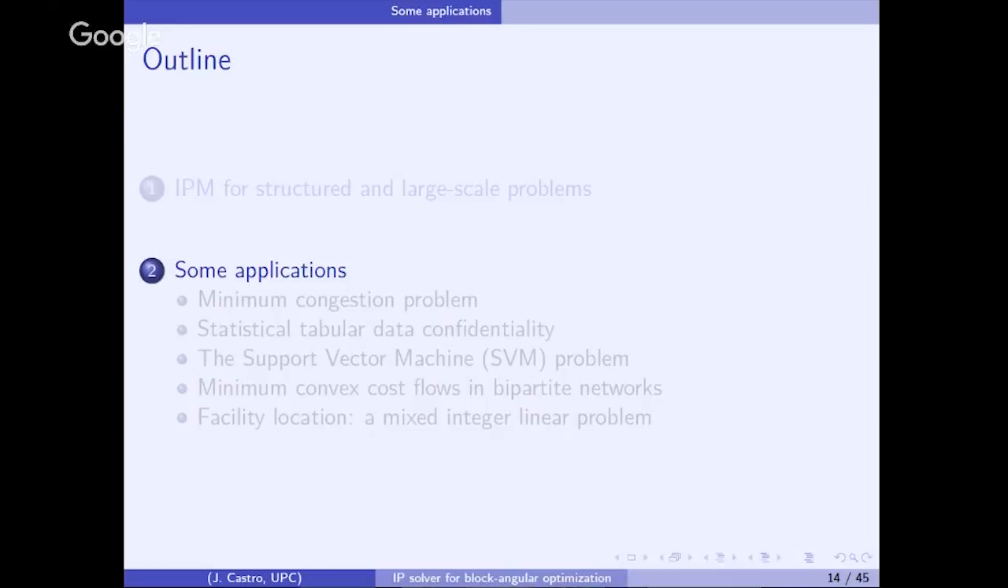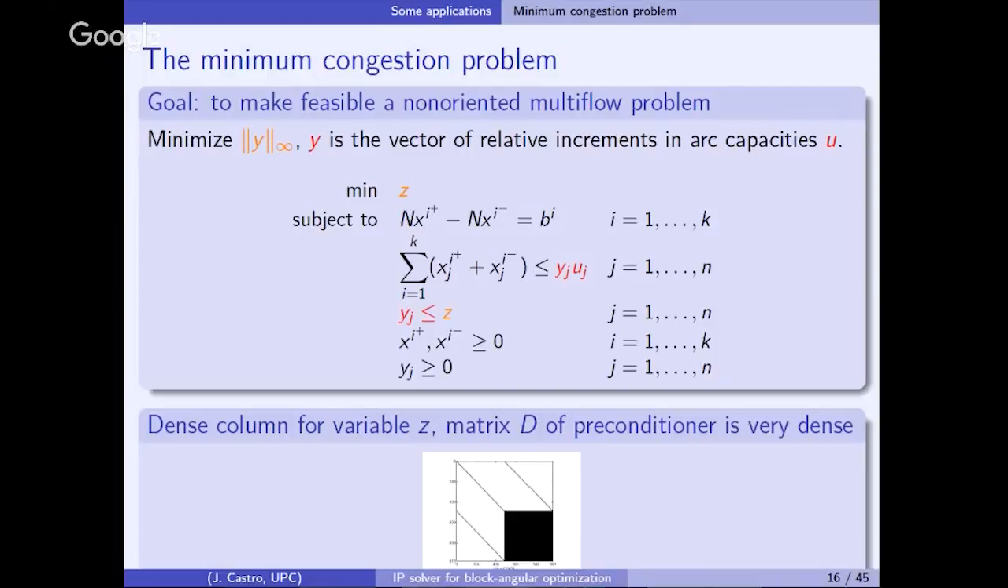Okay, let's talk about different applications where we have applied this solver and we got quite good results. First application, it's a routing problem in telecommunications networks. It's named the minimum congestion problem. The problem is the following. So consider you have a graph, a network, and you want to send several commodities from some origins to some destinations. Okay, that's the problem. It's a multi-commodity flow problem.